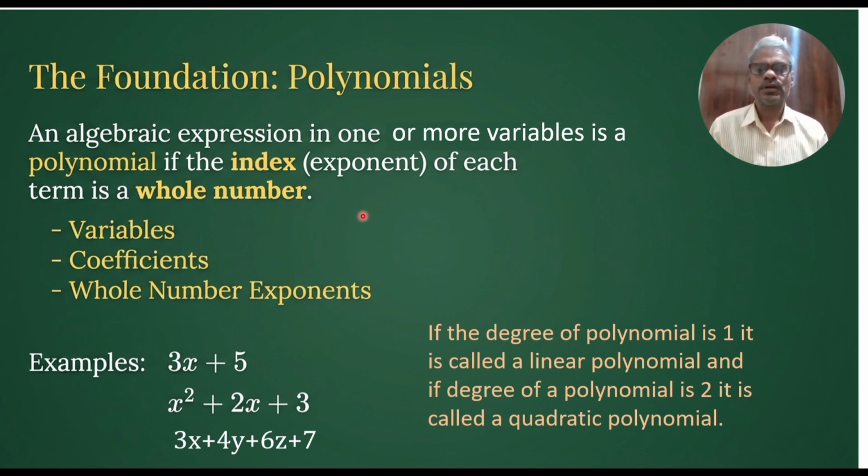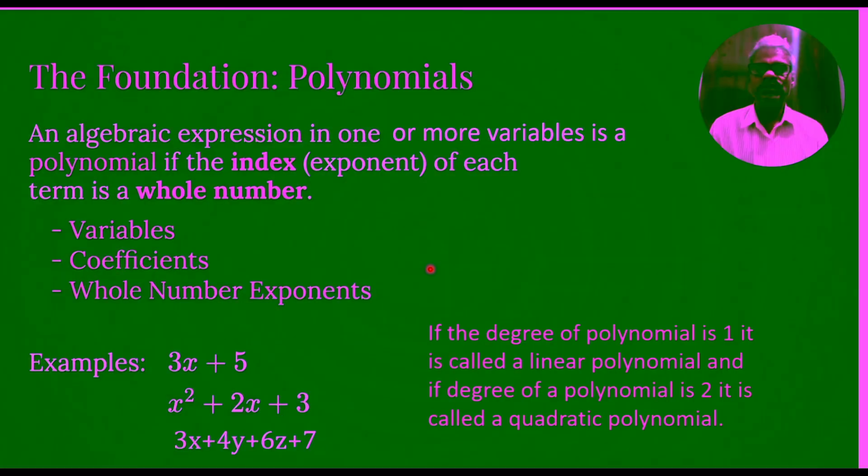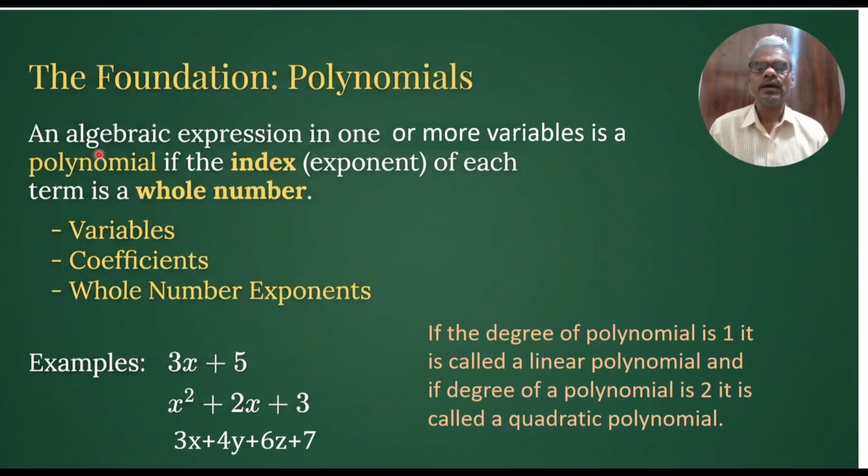A polynomial includes one or more variables, coefficients of variables, and whole number exponents. If this condition is satisfied by any algebraic expression, then it is called a polynomial. Example: 3x plus 5. Here x is the variable, 3 is the coefficient, and 5 is a constant. And this expression forms a polynomial.